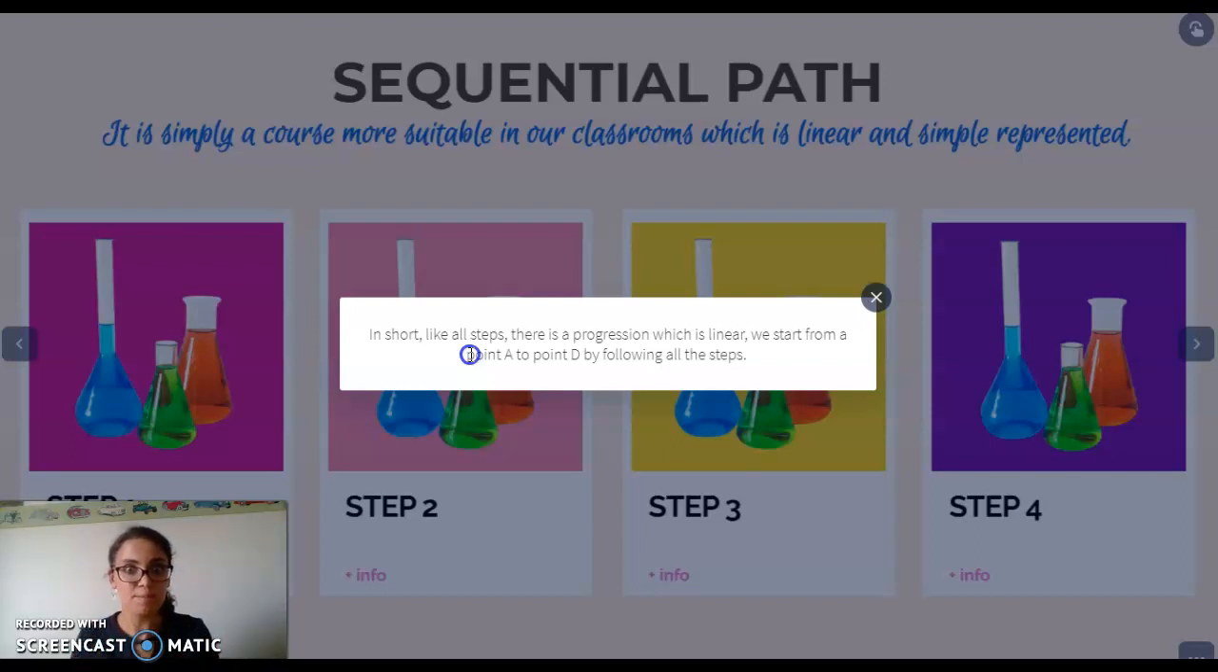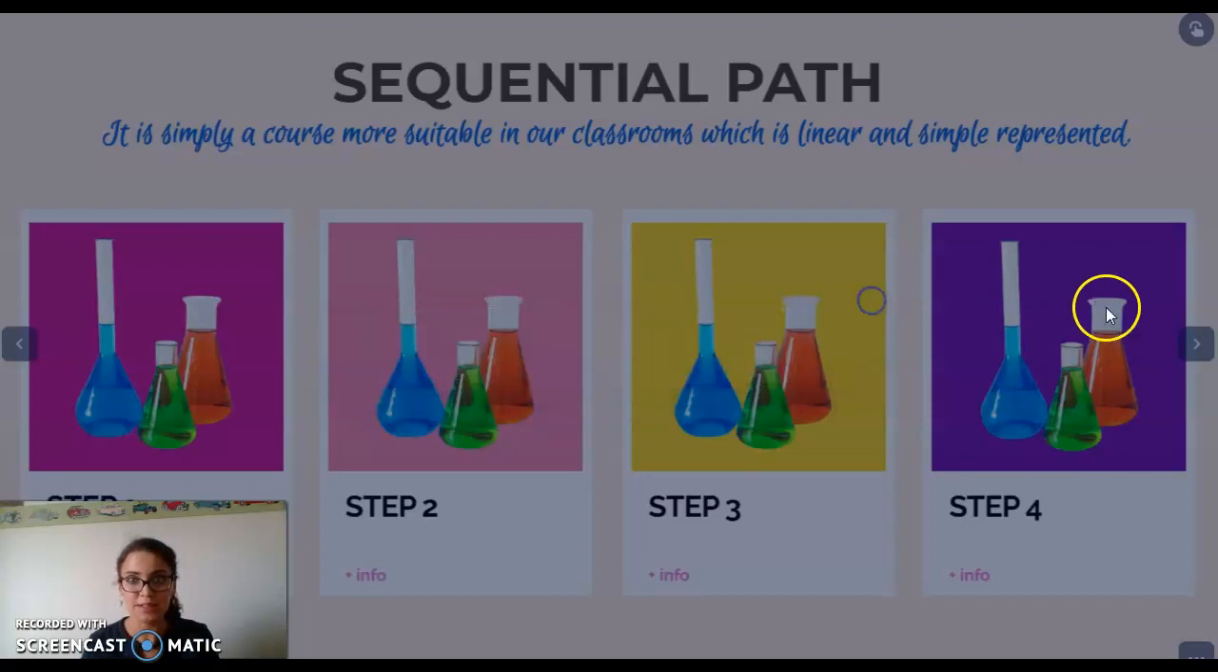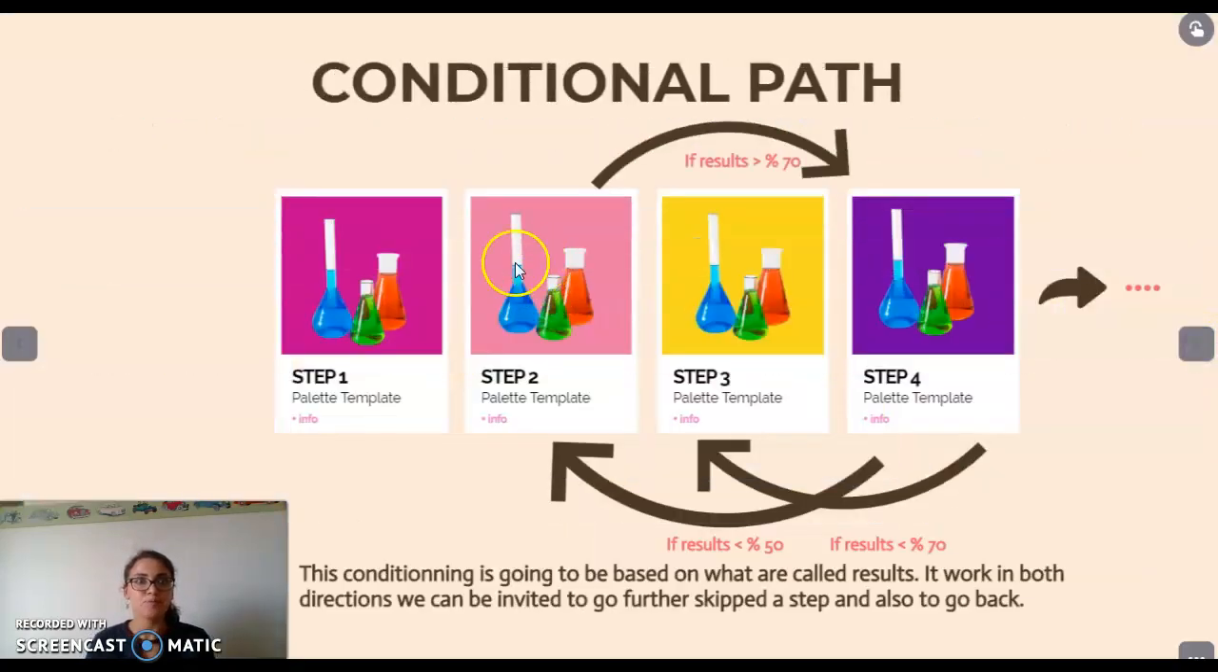We start from a point A to a point D by following all the steps. I'm sorry for my accent in English. And the second one, conditional paths.